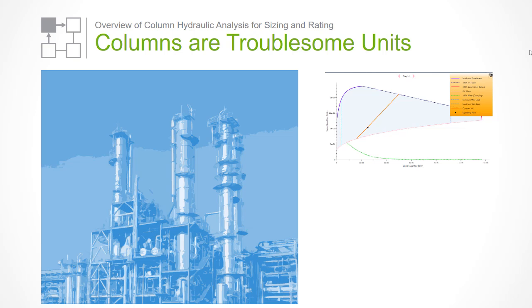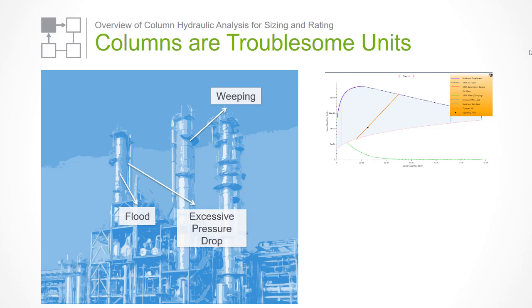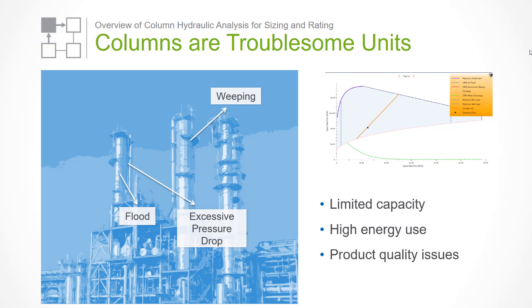Several different physical phenomena can occur outside of normal operation, such as weeping, jet flooding, downcomer flooding, excessive pressure drop, and others. So, fully understanding the column hydraulics can help address issues regarding limited capacity, excessive energy costs, or product quality issues.